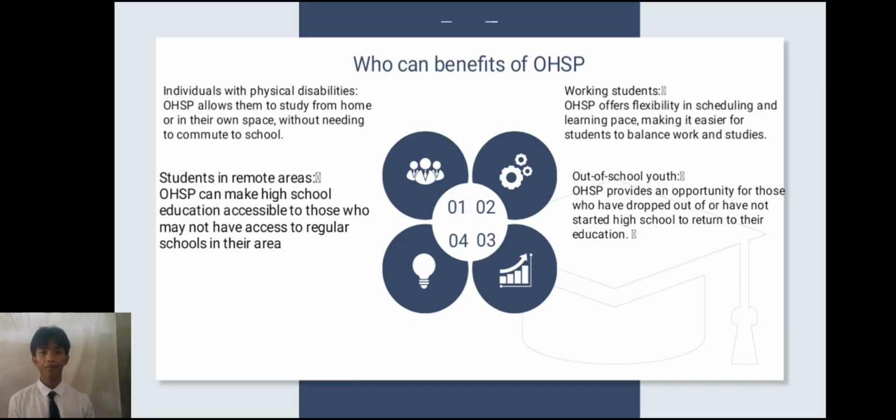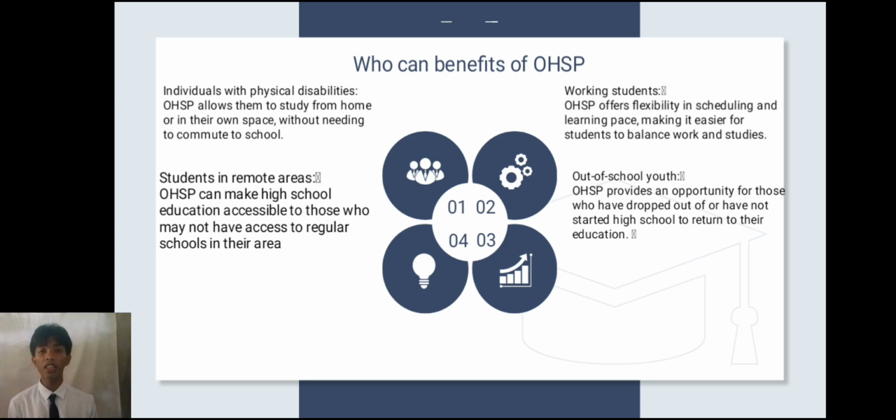46/2006. Now we discuss the key aspects of OHSP. First, distance learning. The primary method of instruction is through distance learning, using self-study modules and other materials, as noted in the Open High School Program. Second, flexibility and self-pacing. Students can learn at their own pace, allowing them to manage their studies around their individual circumstances.